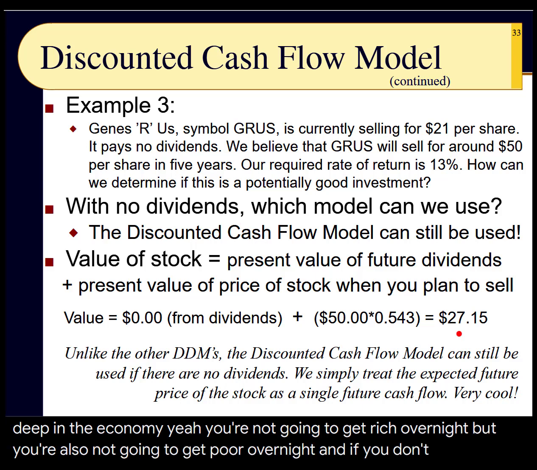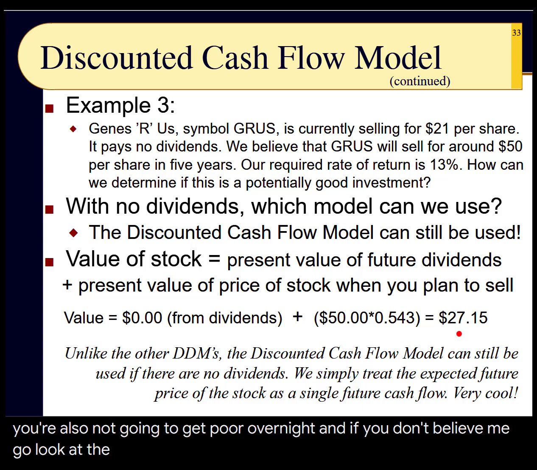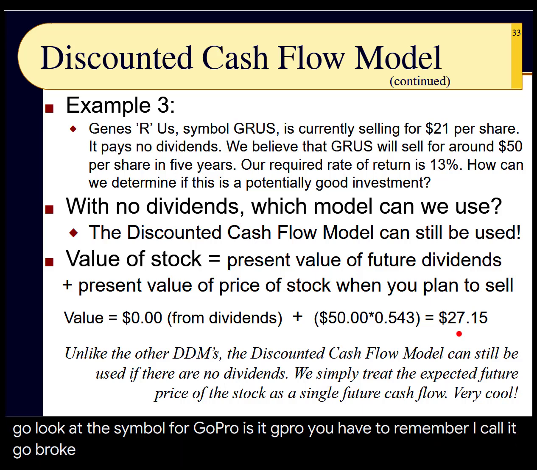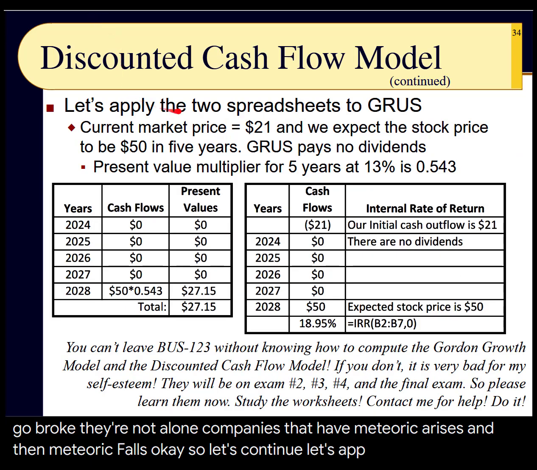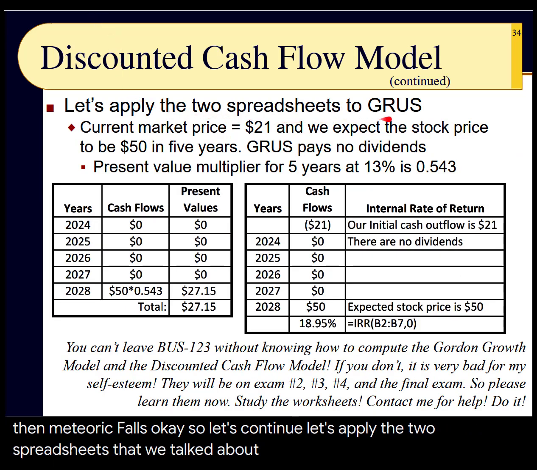And if you don't believe me, go look at the symbol for GoPro. Is it GPRO? Yes, I remember. I call it go broke. They're not alone. Companies that have meteoric rises and then meteoric falls. Okay, so let's continue. Let's apply the two spreadsheets that we talked about to Jeans or Us.